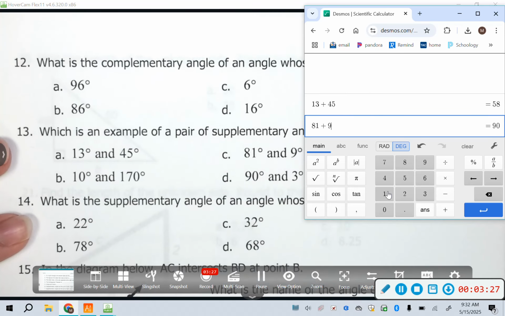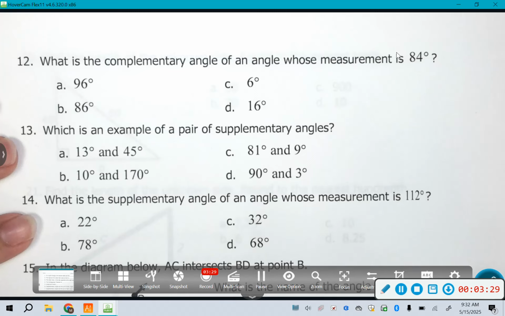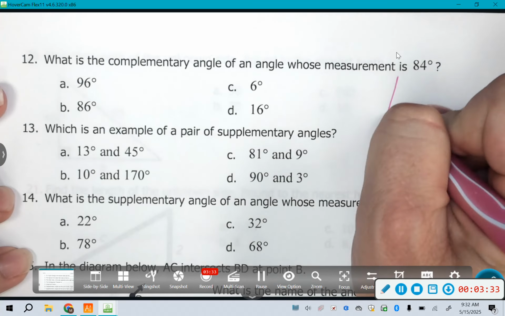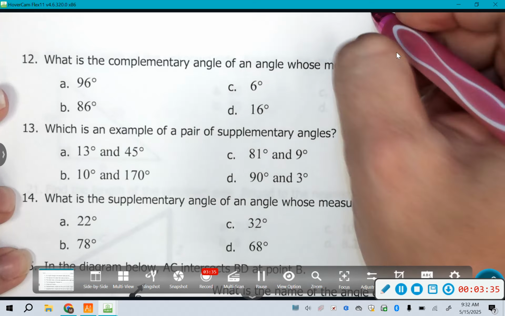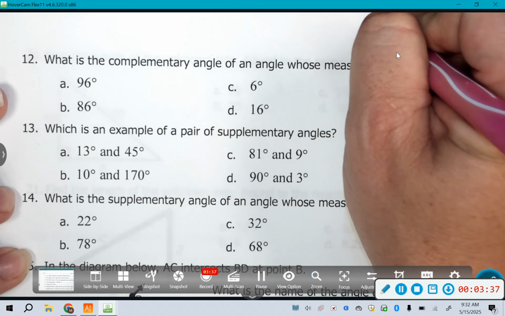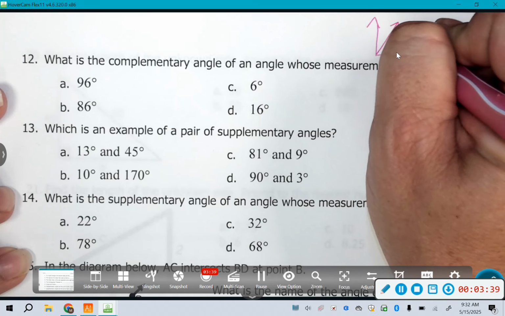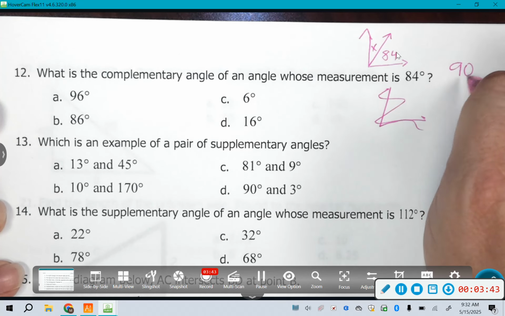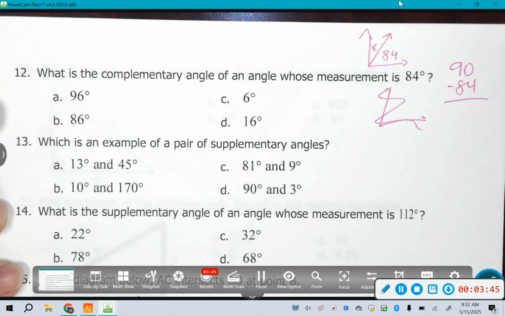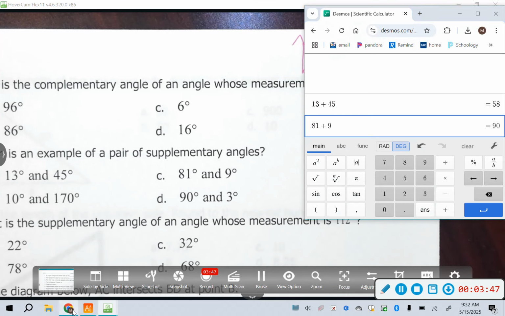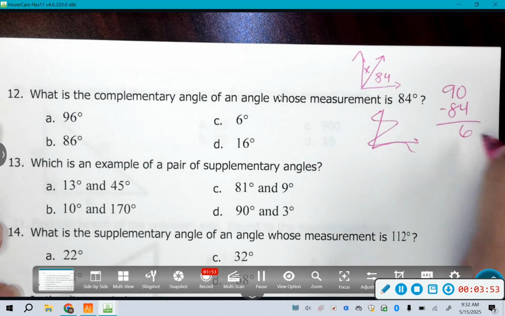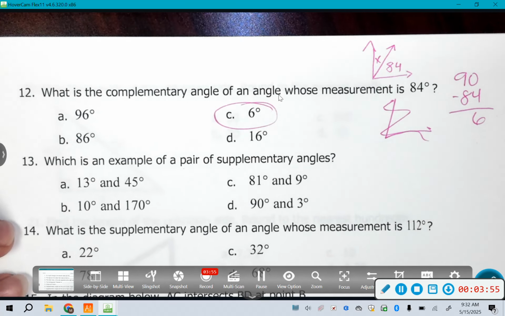Okay, here we are. It says, what is a complementary angle of the angle whose measure is 84? So if we have two angles, and this one's 84, we want to know what this one is if it's complementary. So you're going to do 90 minus 84. When we type that in our calculator, I get 6. So it's going to be 6 degrees.